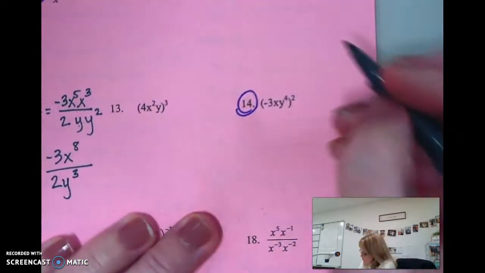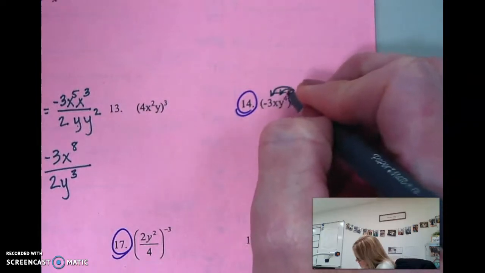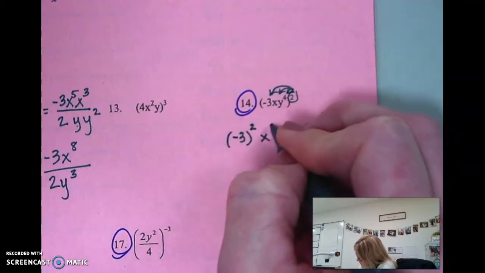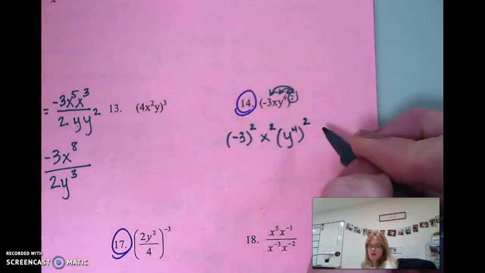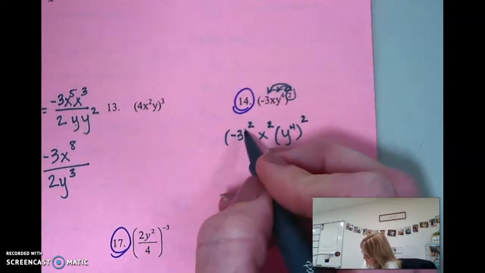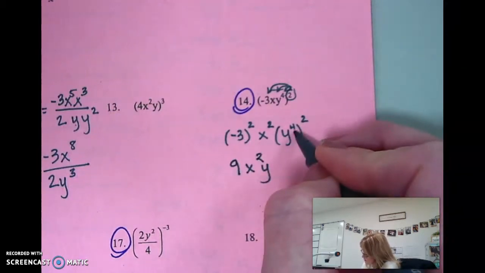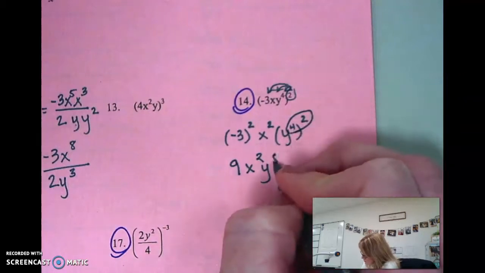Remember, if there's an exponent outside, you distribute to everything inside. So this becomes negative 3 to the second power, x to the second power, y to the fourth to the second power. Negative times negative 3 is a positive 9, x squared, y to the, and we have a power to a power, we multiply. 4 times 2 is 8.